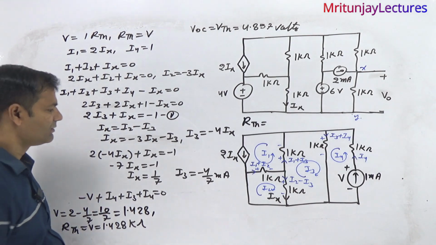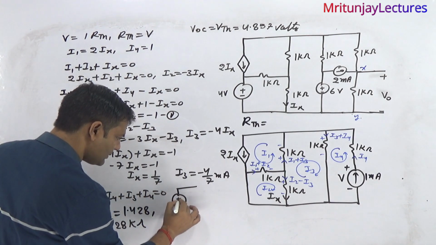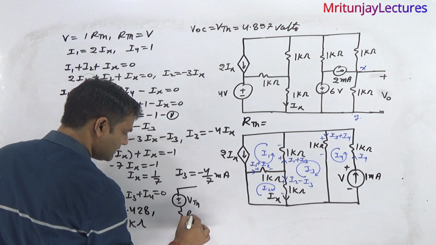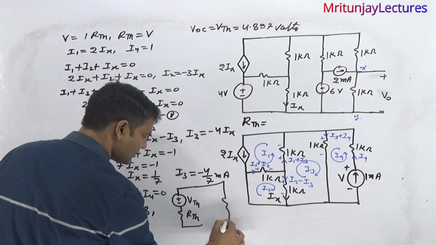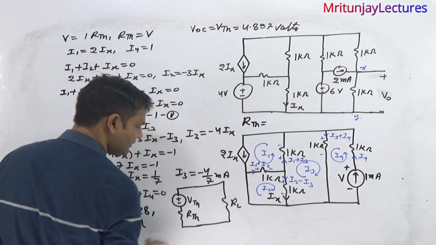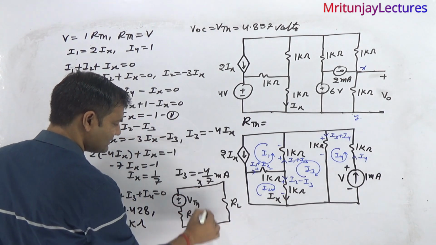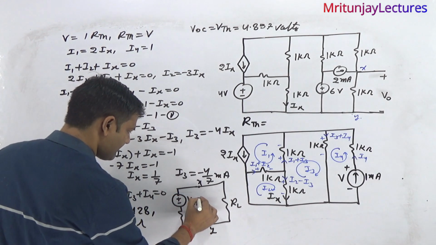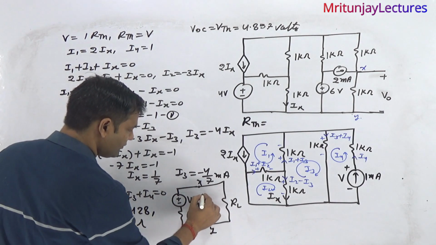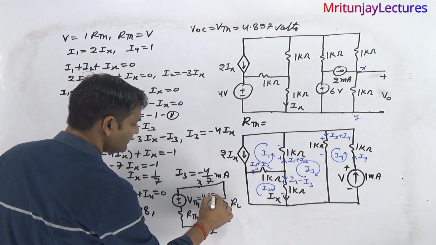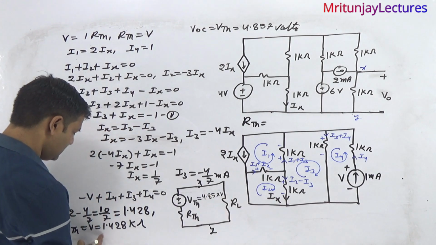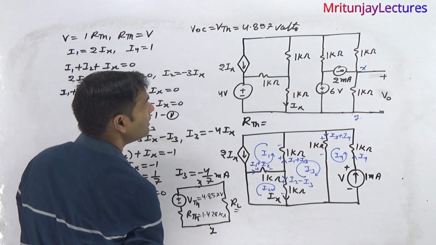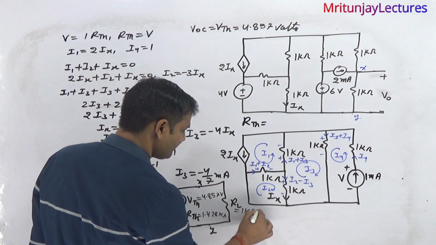So finally make the circuit: plus minus, here RTH, here VTH, here RL, here X, here Y. VTH is 4.857 volt, and RTH is 1.428 kilo ohm. And what about RL? RL is 1 kilo ohm.